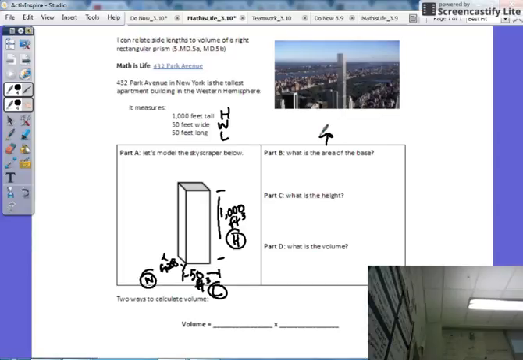Part B. What is the area? Area equals length times width, which is the same thing as me saying, what is the base? So, we need to take the length, which is 50, and the width, which is 50. So 50 times 50. I know I can do 5 times 5, which gives me 25. And I have 2 zeros, so I can add those 2 zeros at the end. You're looking at 2,500 feet cubed. Part C.